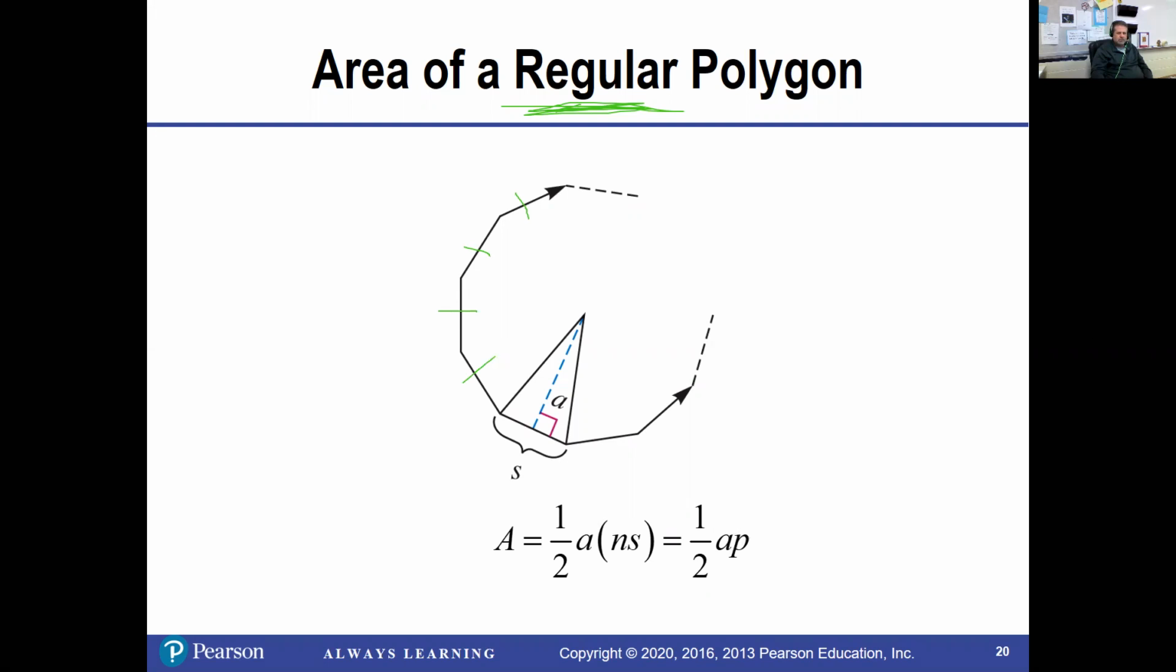Now, what do these stand for? P is the same as perimeter. A is what they call the apothem. I hope I spelled that right. The apothem, okay. And the distance of an apothem is from the center of the figure at a right angle to the middle of the side, okay?